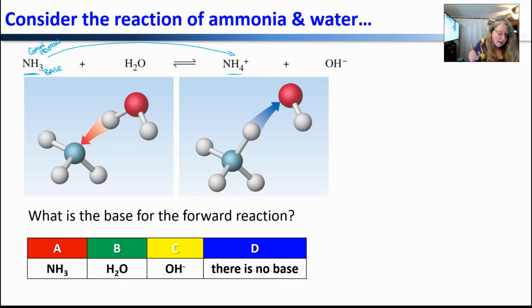If I have a base, and the base has now gained a proton, that means I have an acid. So who is my acid? Well, the water is going to donate a proton, and we see over here it becomes hydroxide. So on this side, what do I have? I have a strong base.